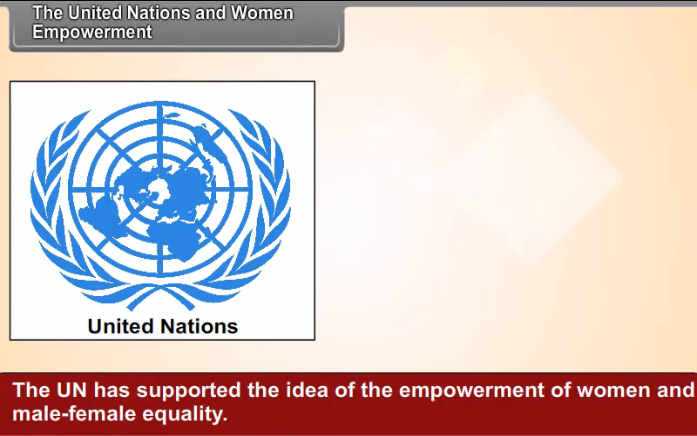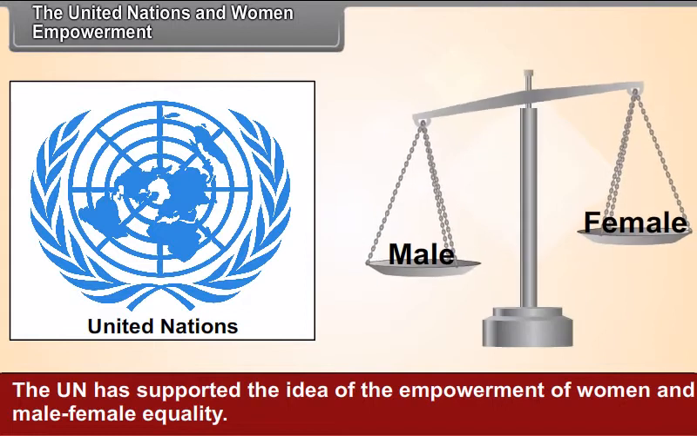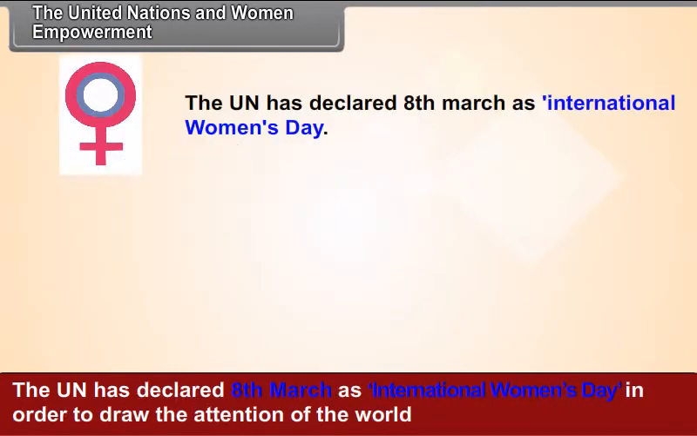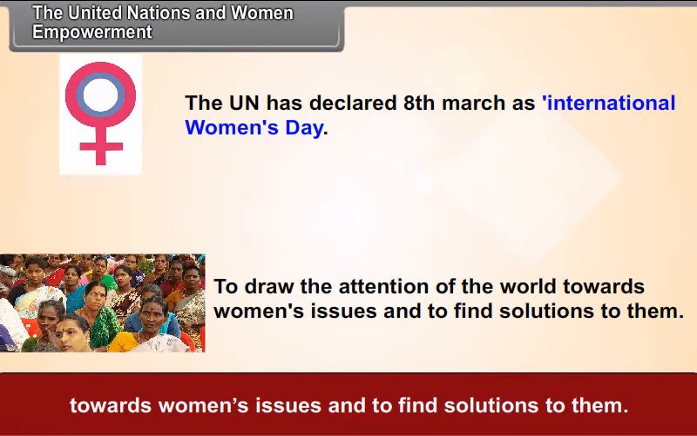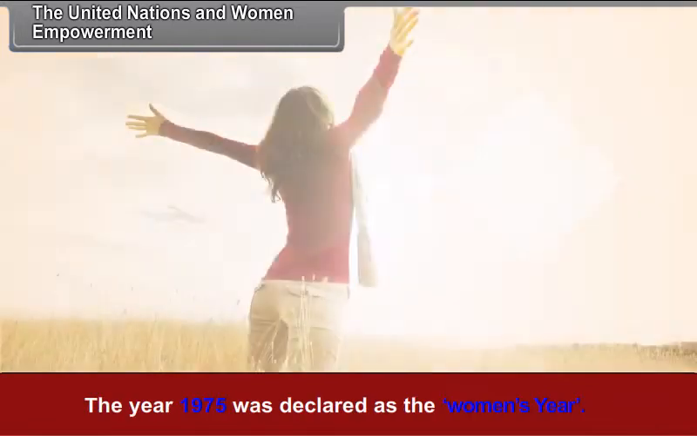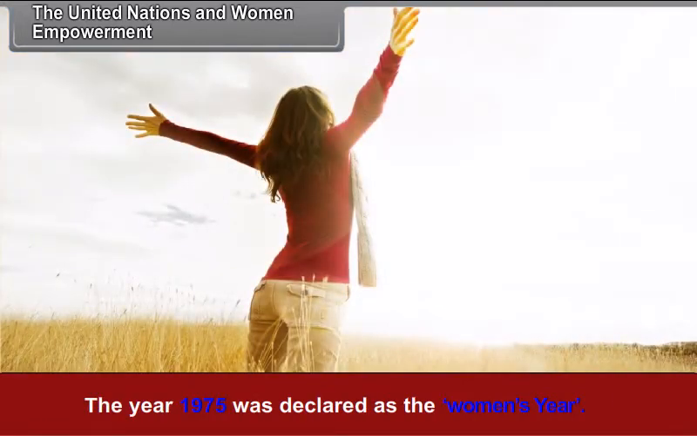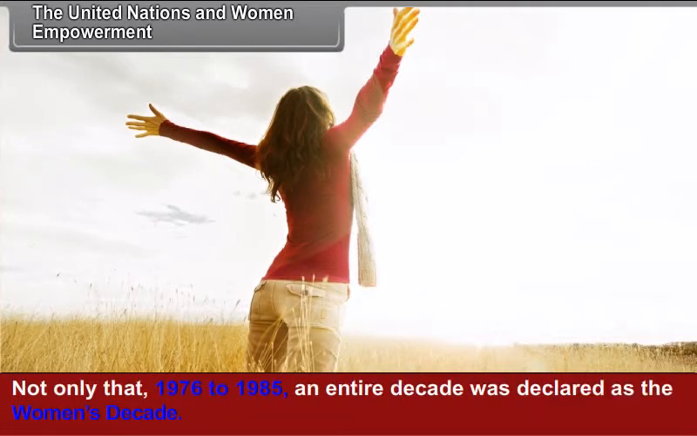The United Nations and women empowerment. The UN has supported the idea of the empowerment of women and male-female equality. The UN has declared 8th March as International Women's Day in order to draw the attention of the world towards women's issues and to find solutions to them. The year 1975 was declared as the Women's Year. Not only that, 1976 to 1985, an entire decade, was declared as the Women's Decade.